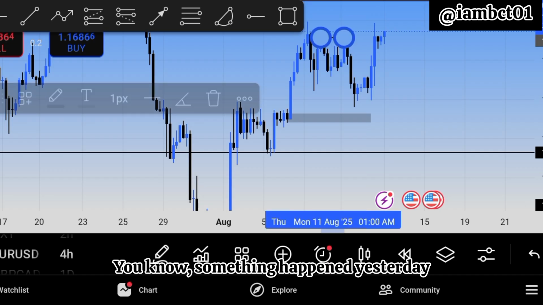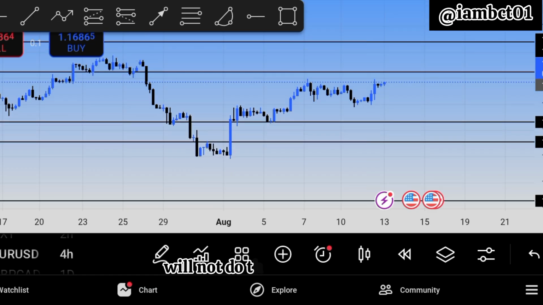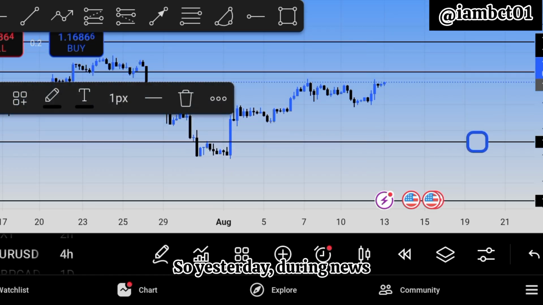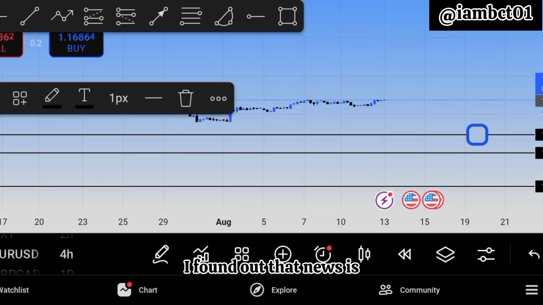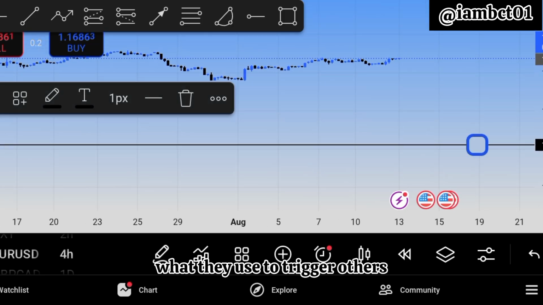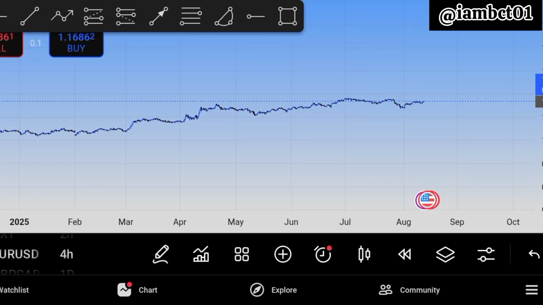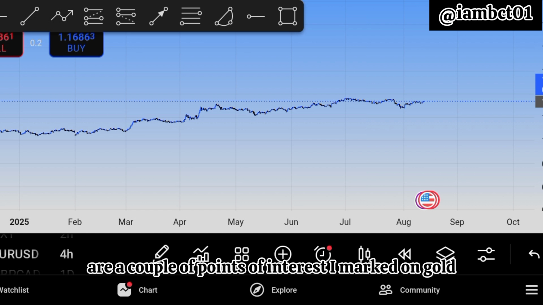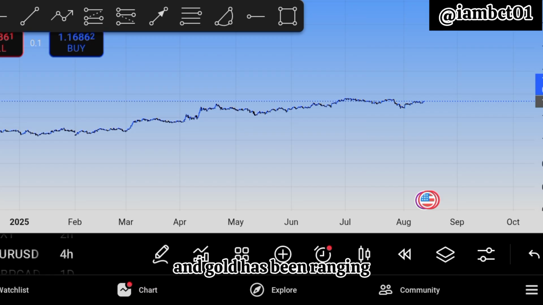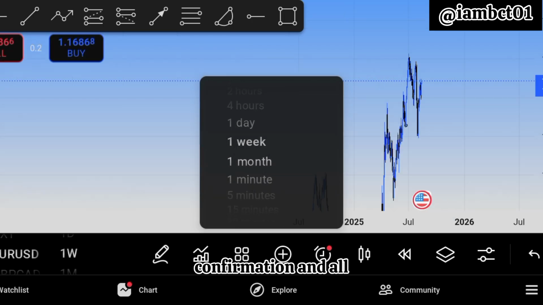Something happened yesterday and I actually learned something, and I want to share it with you guys so you will not make the same mistake. Yesterday during CPI news, I found out that news is what they use to trigger orders, and they don't trade news in a ranging market. Gold has been ranging since Monday. There are a couple of points of interest I marked on gold, and when it came to the point of interest, it started ranging, so I couldn't get my entry confirmation.